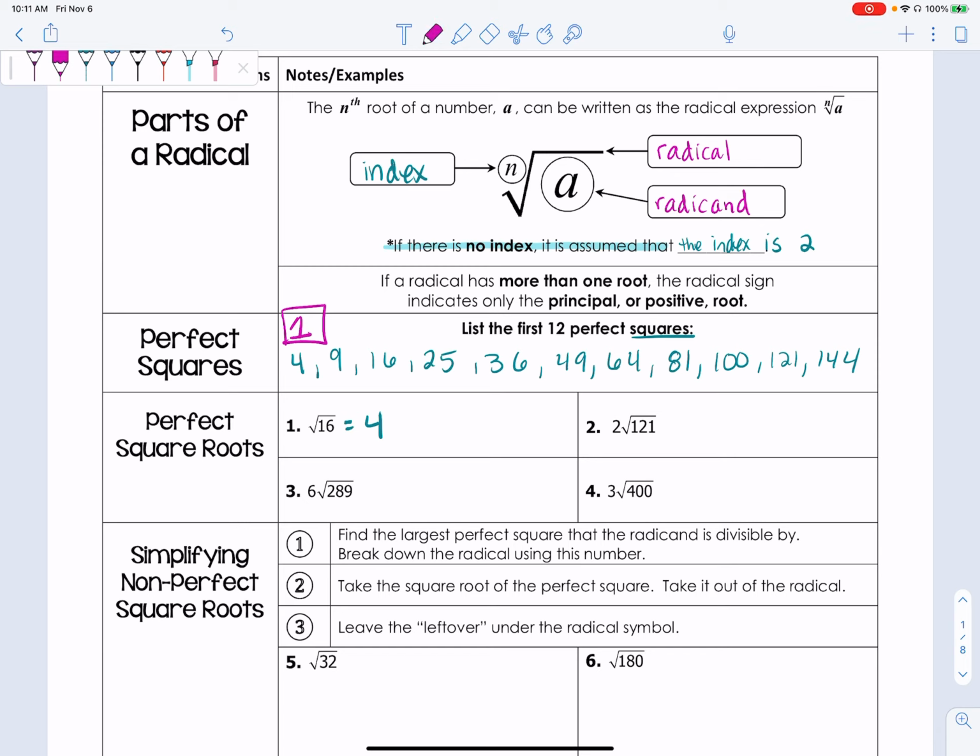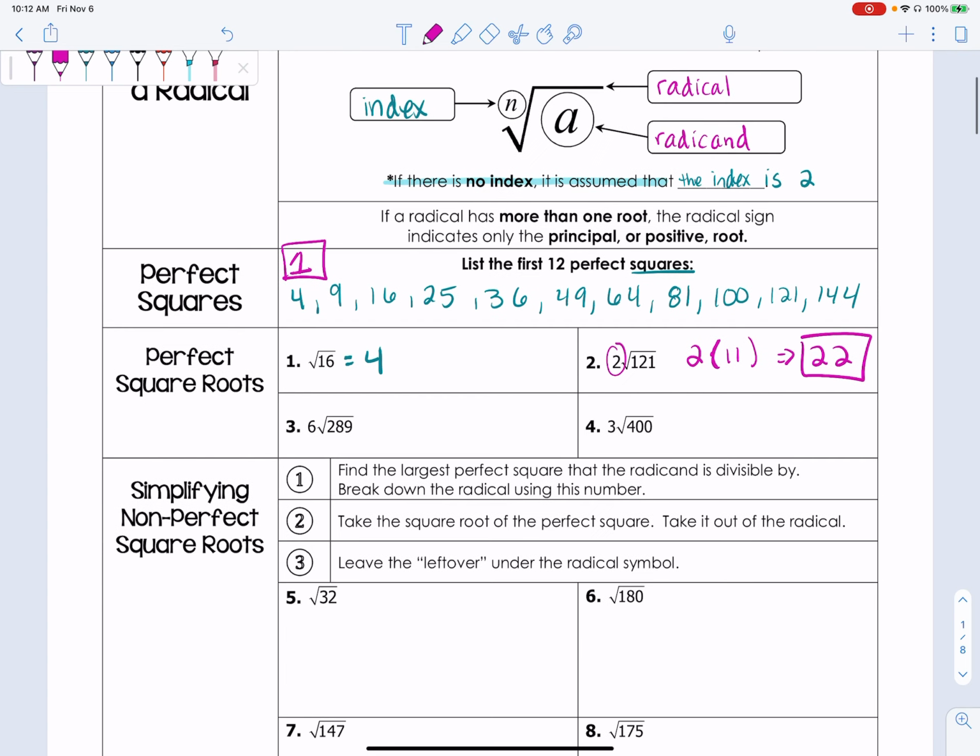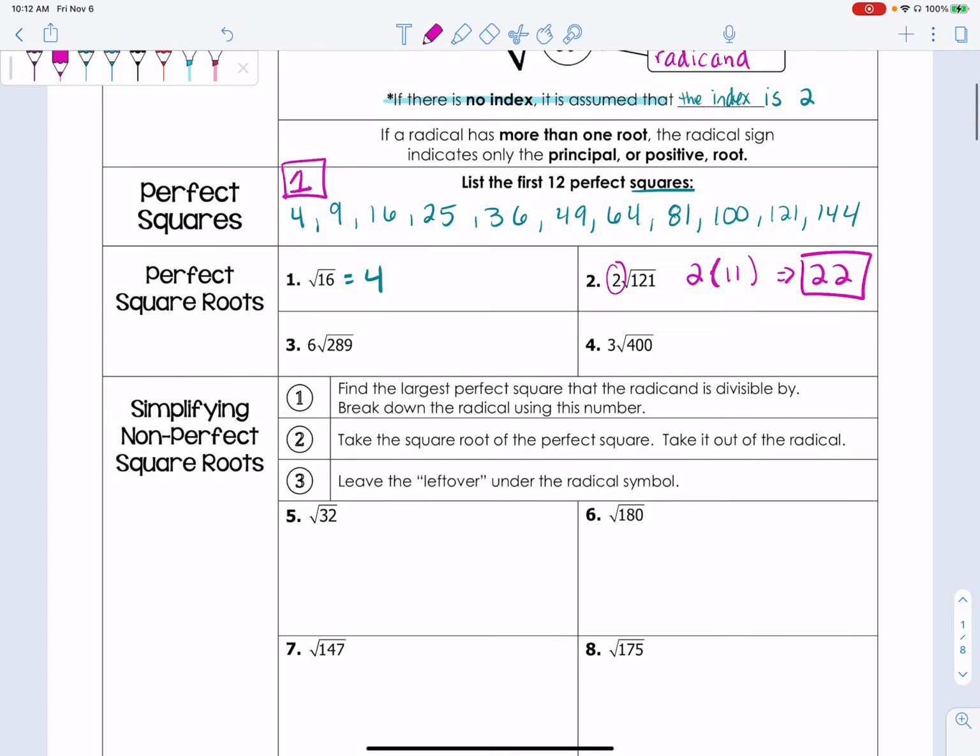Now it gets a little more complicated when we have something such as number 2. This 2 on the outside right here is being multiplied. So we're going to have 2 times whatever the square root of 121 is. The square root of 121 is equal to 11, so this is going to reduce to 22. And you guys can do the next 2 examples if you wish.